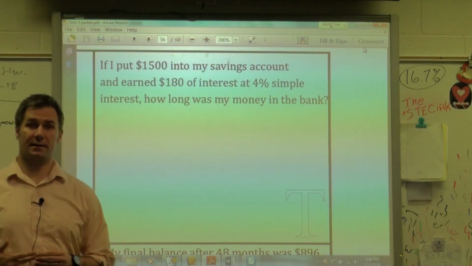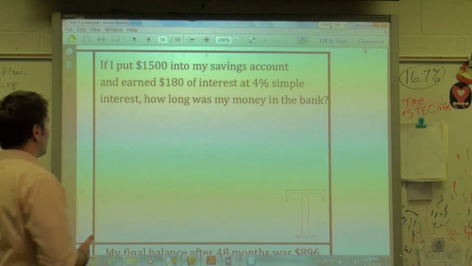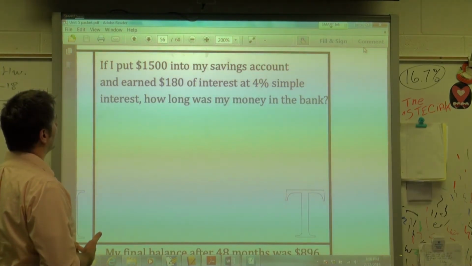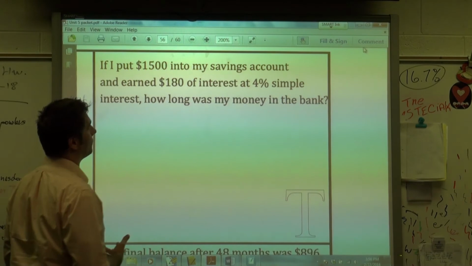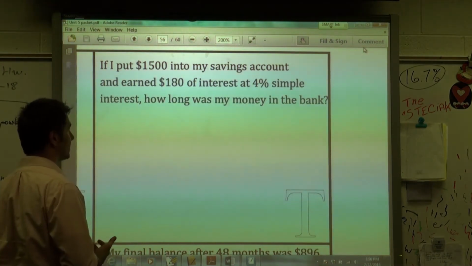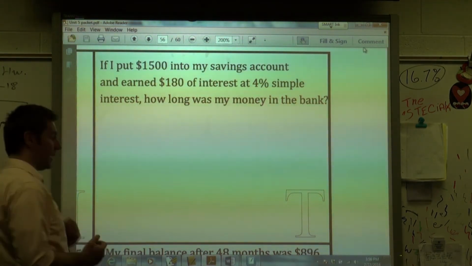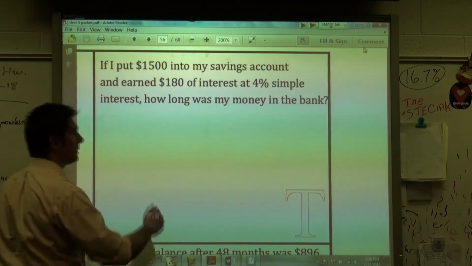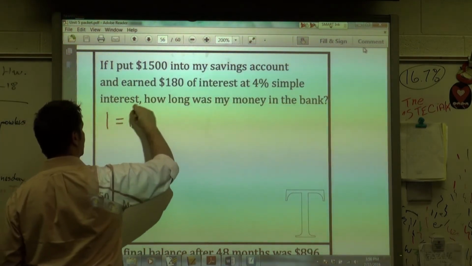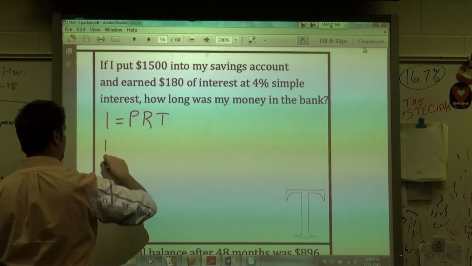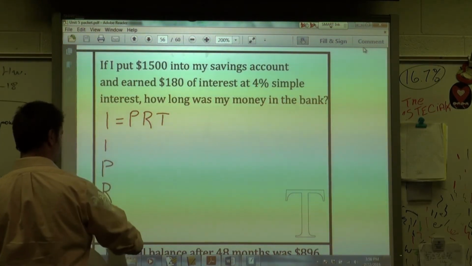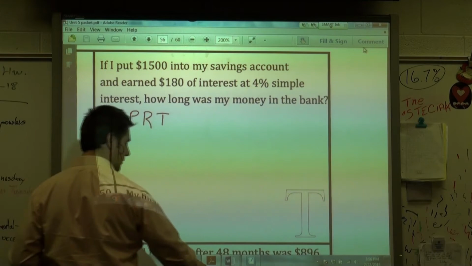Ladies and gentlemen, next example. If I put $1,500 into my savings account and earned $180 of interest at 4%, simple interest, how long was my money in the bank? Once again, we're going to use the same formula. I equals P R T. And then we are going to find out all of the numbers.